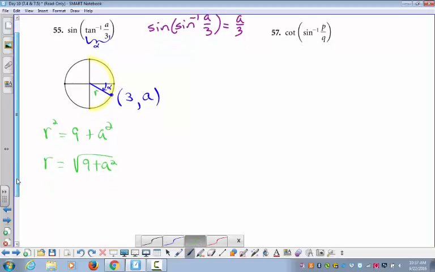And now we're good to go. The question said, what is the sine of this angle? Well, the sine of an angle is the y value divided by the r value. We have both of those now. So our answer is a divided by the square root of 9 plus a squared.